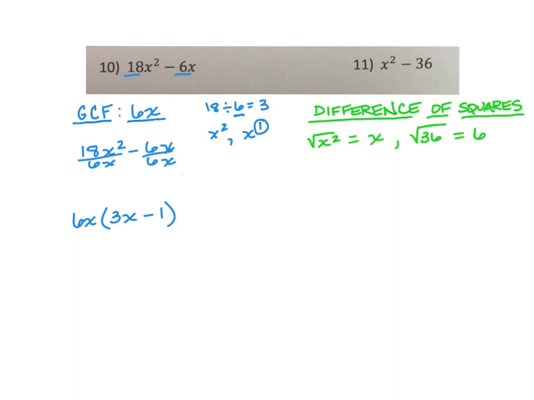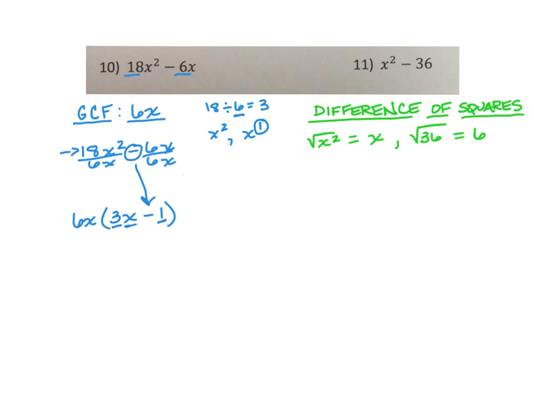Then when we pull the 6x out, we say that's what we're dividing each of the terms by. So if I take 18x squared and divide it by 6x, 18 divided by 6 is 3. That's where the 3 came from. And x squared, take away 1x, leaves me with an x. So that's how I got a 3x in the first place. And then the second term, if I do 6x divided by 6x, obviously I get just a 1 there. And my sign was a minus sign, so I just brought that down.